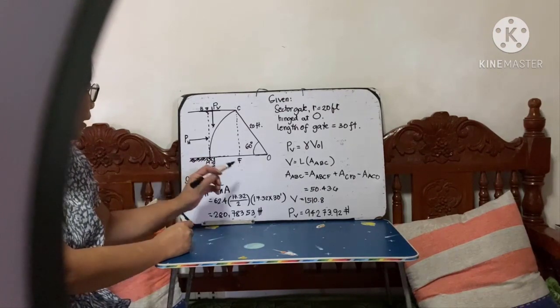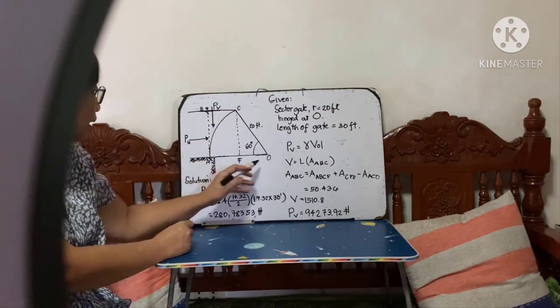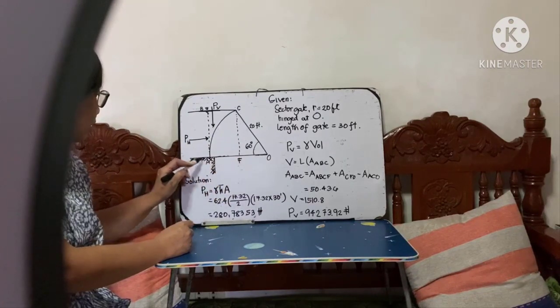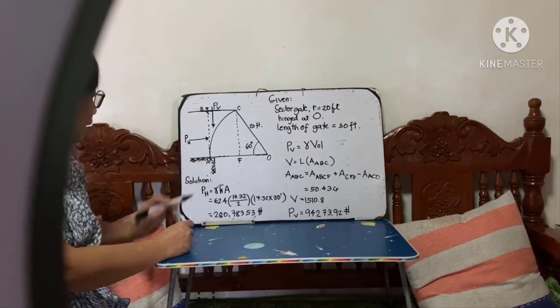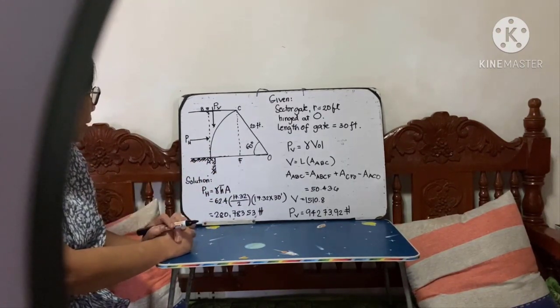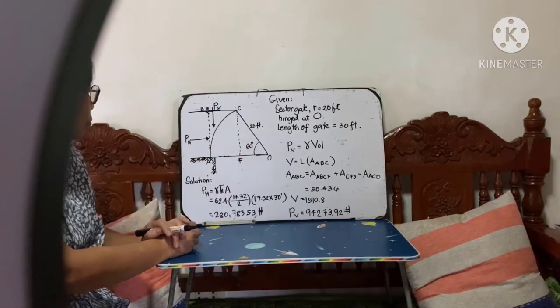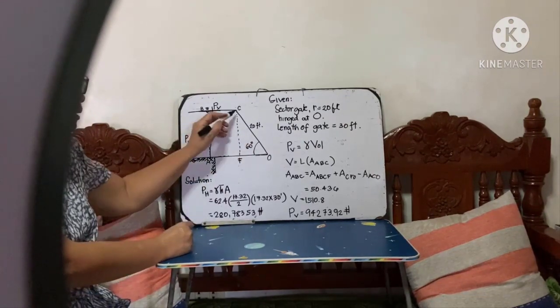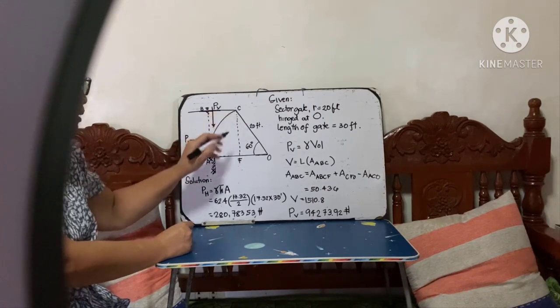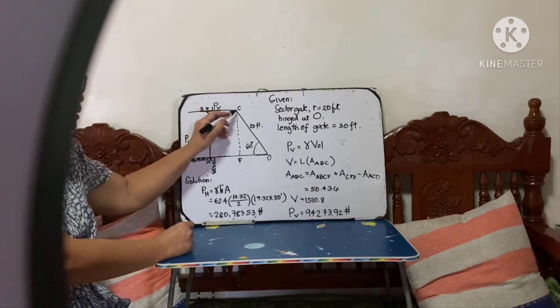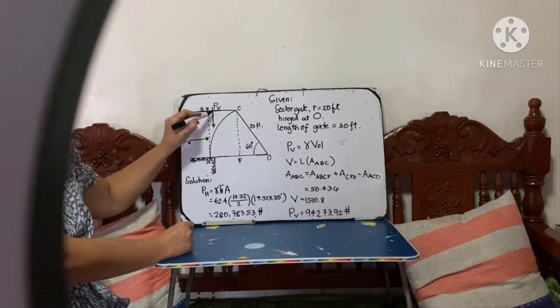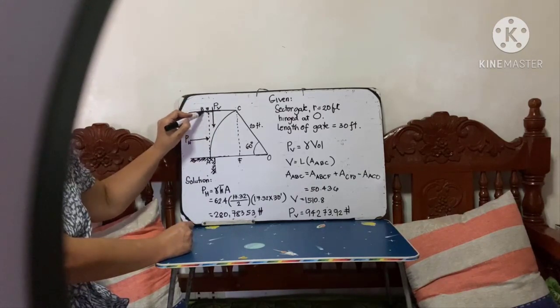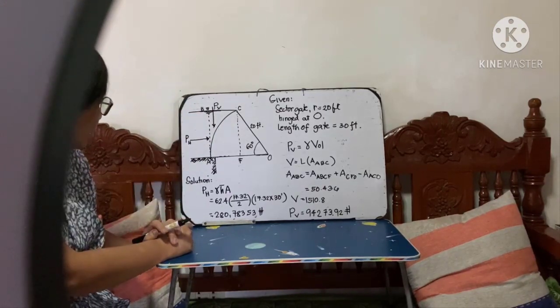Okay? Here is a sample of finding the total hydrostatic pressure and its location, shown here with a sector gate. This is the sector gate. It is hinged at O and resting on this smooth surface at point A. Now, the sector gate is 20 feet in radius, and the topmost part of the sector is C, and it is just flush with the water surface here.